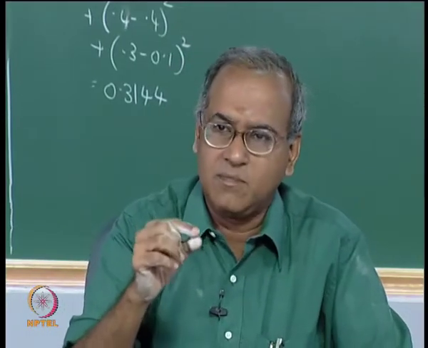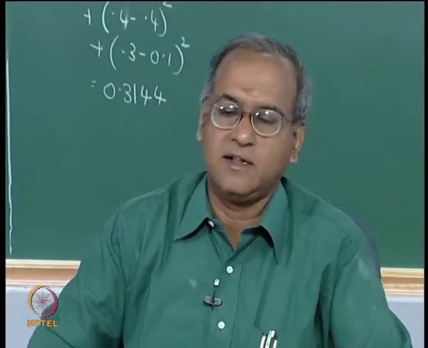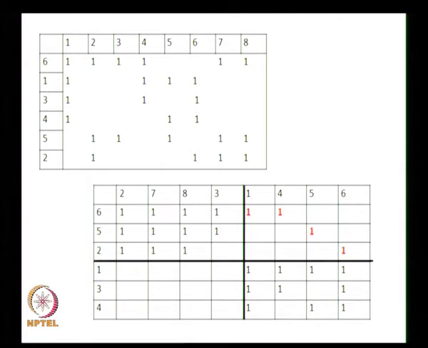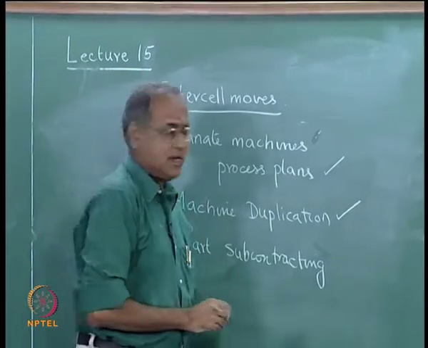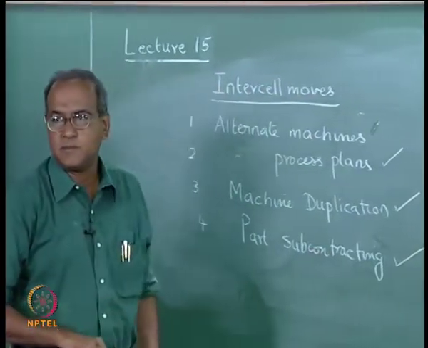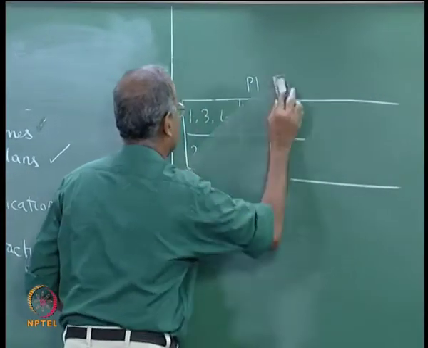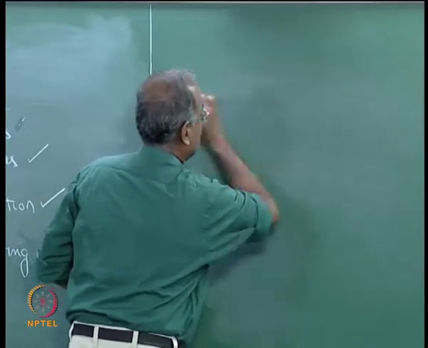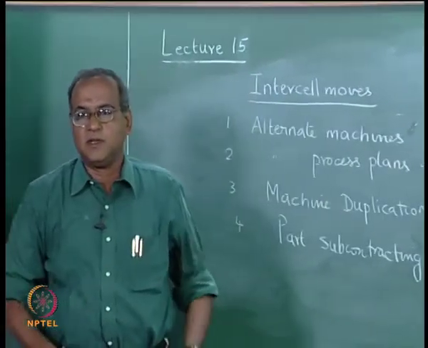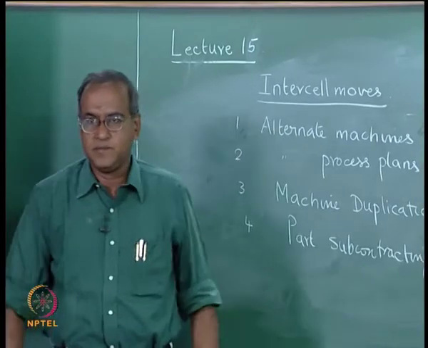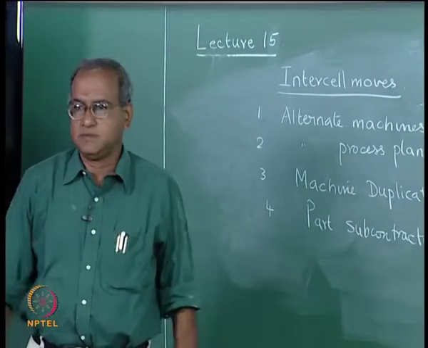Now, we will look at some algorithms that handle all these, particularly algorithms that handle the 3 issues: the issues of alternate process plans, the issues of machine duplication and the issues of part subcontracting. Now, let us look at alternate process plans as the first one that we will study, and how we look at optimization to do the alternate process plan case.